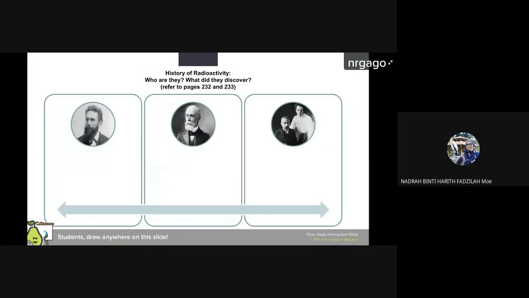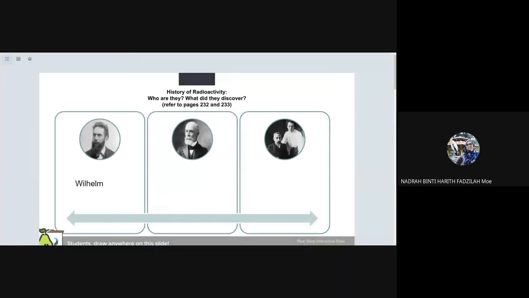Please refer to pages 232 and 233 in your textbook. These are the 4 personalities that are prominent in the history of radioactivity. Can you name these individuals? What are their findings? Can you name these individuals and can you state what their findings are?